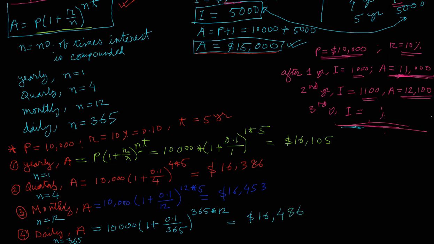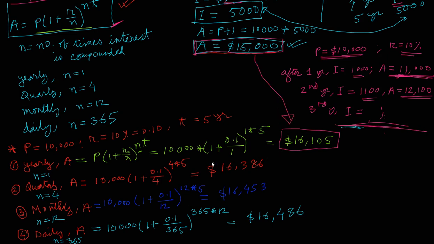Okay, now let's pause for a moment and see. When we are calculating how much money John has to pay back after 5 years, for simple interest we found it is $15,000 straight, with simple interest calculation. Now if interest is compounded yearly, then John has to pay $16,105. So as you can see, it is a big jump.